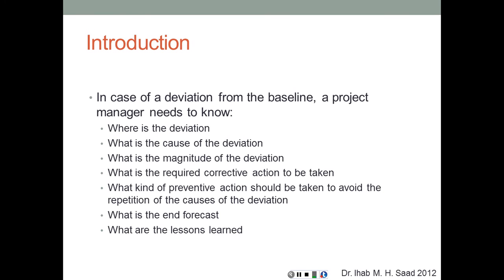Is it through filing a claim for time extension, for example? Is it through acceleration of work, working another shift, or using bigger equipment, using additional resources? What kind of preventive action should be taken to avoid the repetition of the causes of that deviation, just to make sure that we do not repeat the same mistakes, and what is the end forecast.